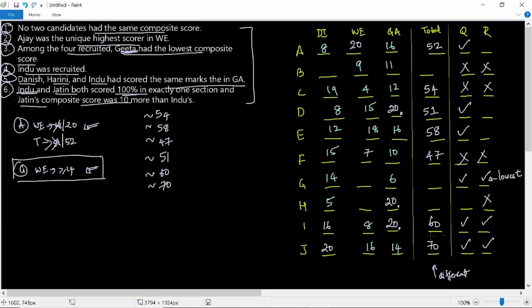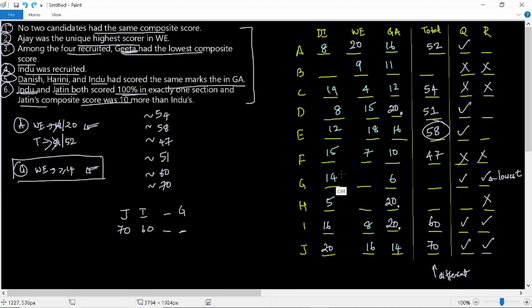Now we know that we already have a Jatin who has got the highest score, 70. We have an I who's got a score of 60. We know that G is going to be the last. There is just place for one more person. That person has to be E because E is the one who scored 58.